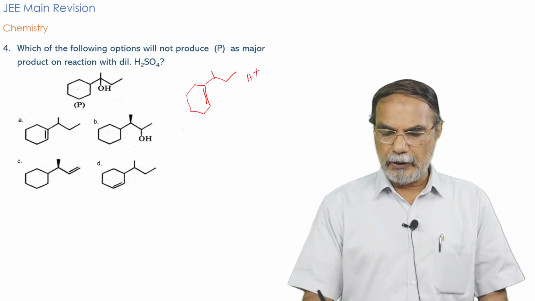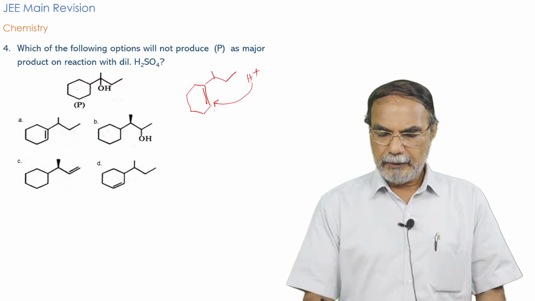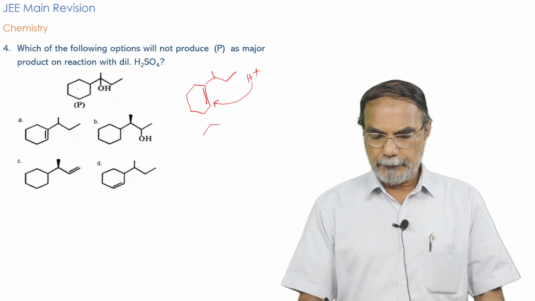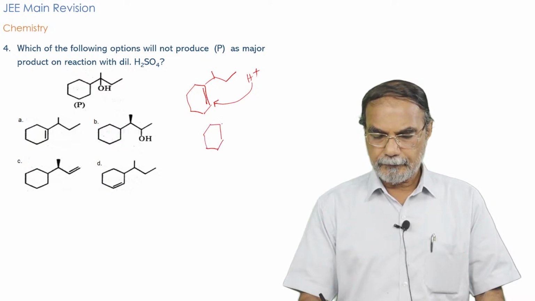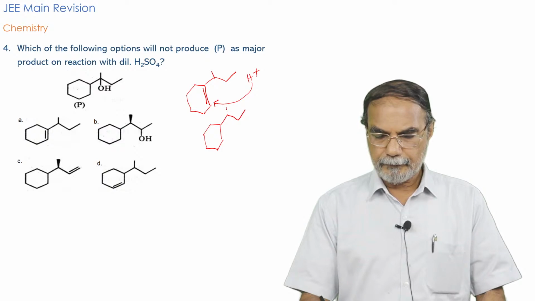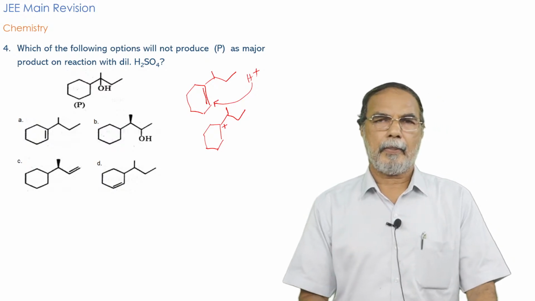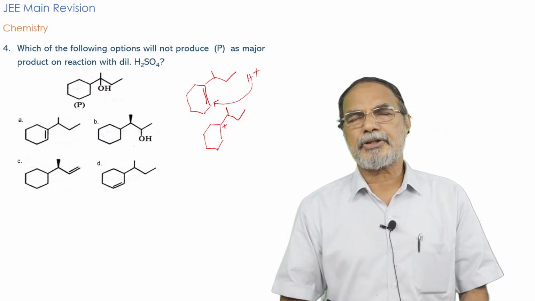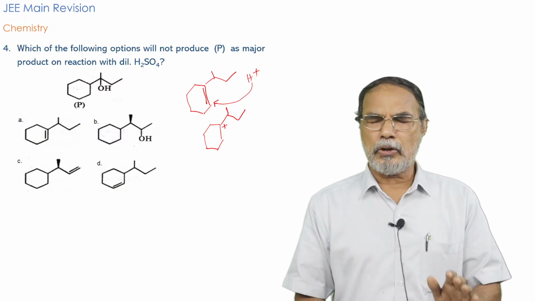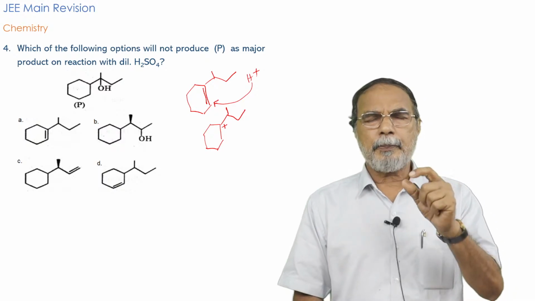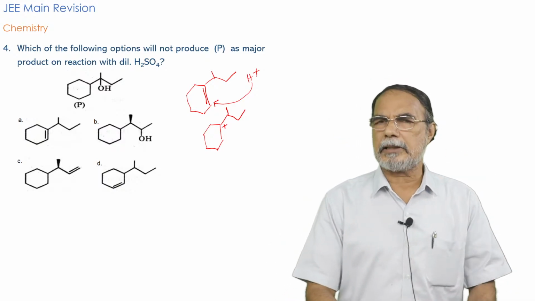On reaction with a proton, the proton will be added at this point, so that a positive charge will be generated at this point. So you have the product with a positive charge here, a carbocation. Carbocation chemistry is very important. There are so many reactions in organic chemistry where you come across a carbocation.